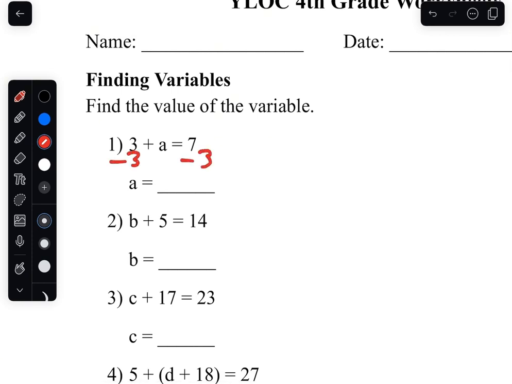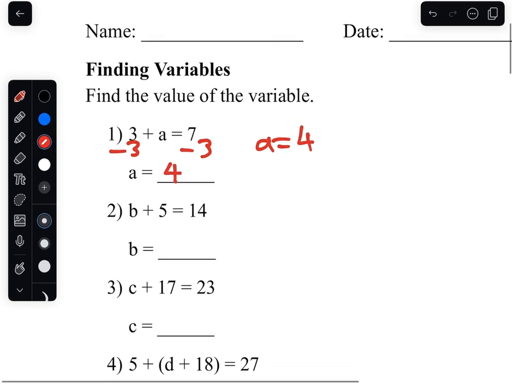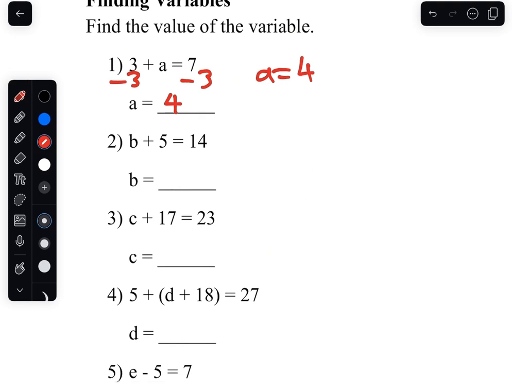3 minus 3 is 0, so the 3 cancels out, leaving a by itself. 7 minus 3 is 4. So the answer to number 1 is a is equal to 4. Number 2, b plus 5 is equal to 14, and we're trying to find b. So, like what we did in number 1, you subtract 5 from both sides.